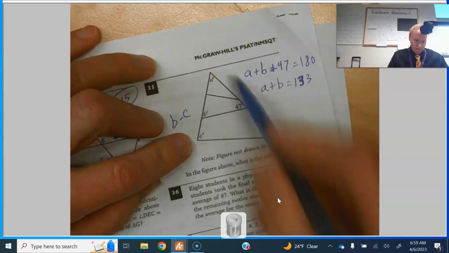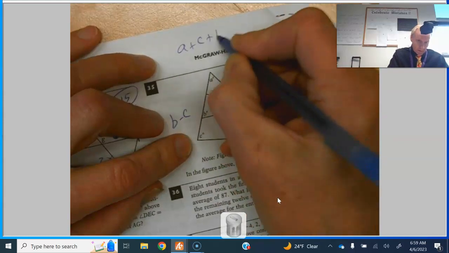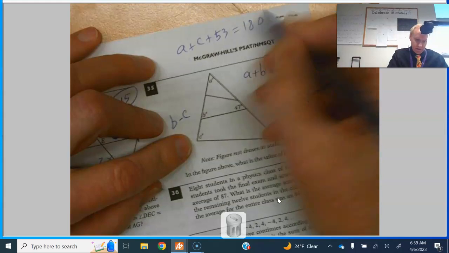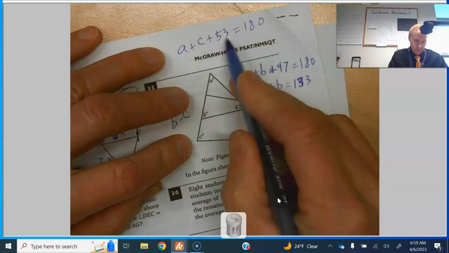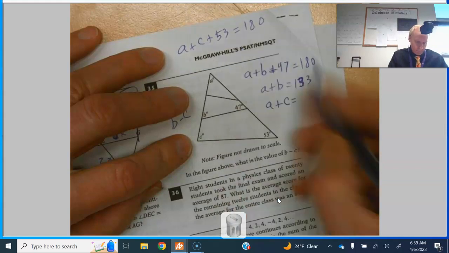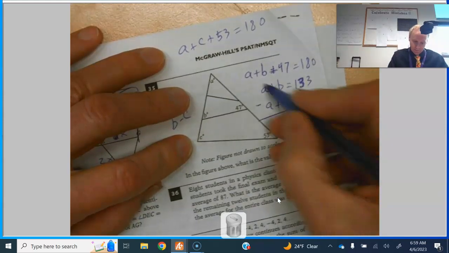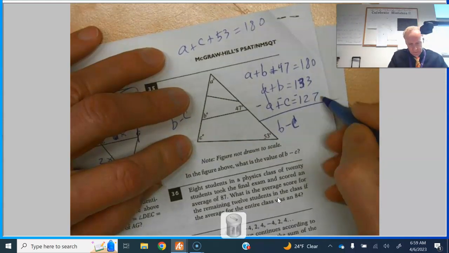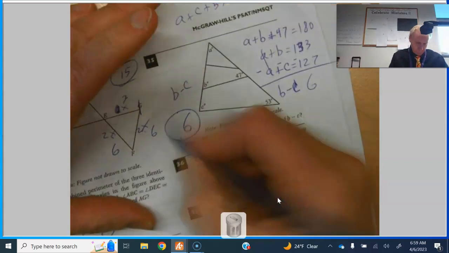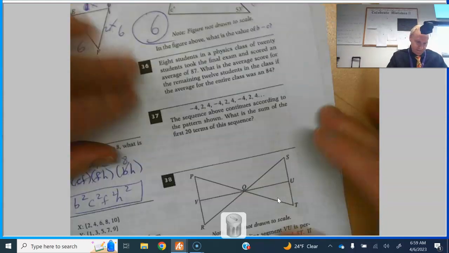Oh, I get it now. Okay. A plus C plus 53 equals 180. Subtract the 53 from both sides. So I have A plus C equals 127. And if I subtract this one, look what I get. B minus C is equal to 6. Tricky. You have to know about systems of equations. You have to know about triangle sum. A lot of stuff right there.